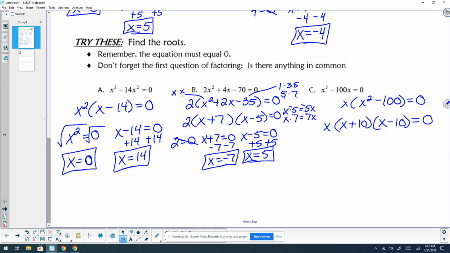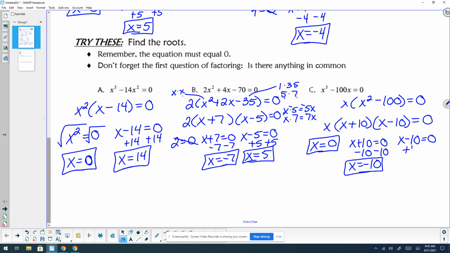At this point, all 3 of my groups will be set equal to 0. So x is equal to 0, which is an answer. x plus 10 is equal to 0. X minus 10 is equal to 0. To solve these last two, I can subtract 10. So x equals negative 10.